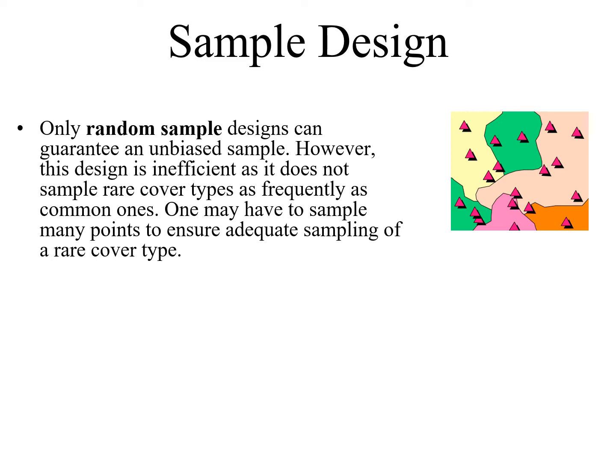And so you may have to sample a lot of points to ensure that you get adequate sampling of a rare cover type. Conversely, you sample so many points and you're going to wind up with a ton of points in something that you've got a lot of on your landscape. And so you might not need that many for conifer forest. It's just overkill. But that's the constraint of using a random sample design.